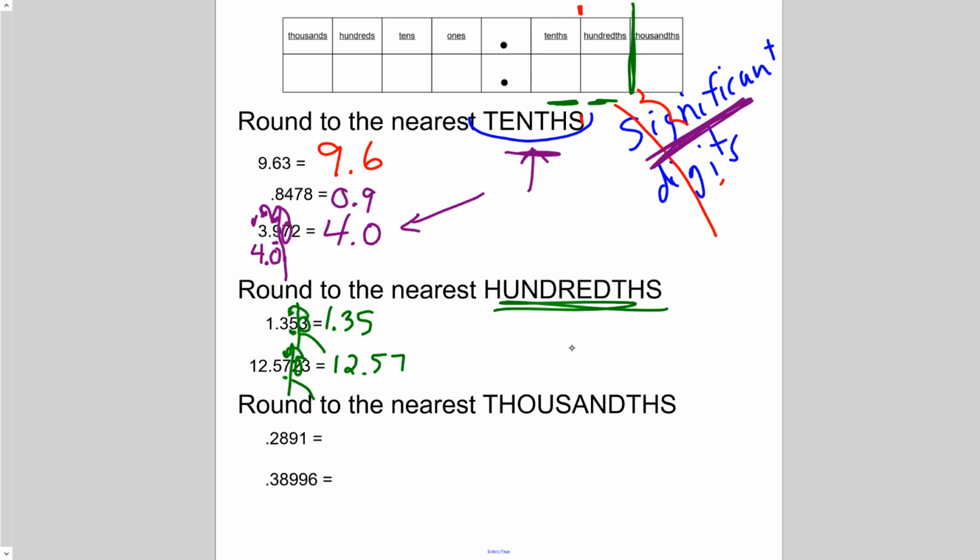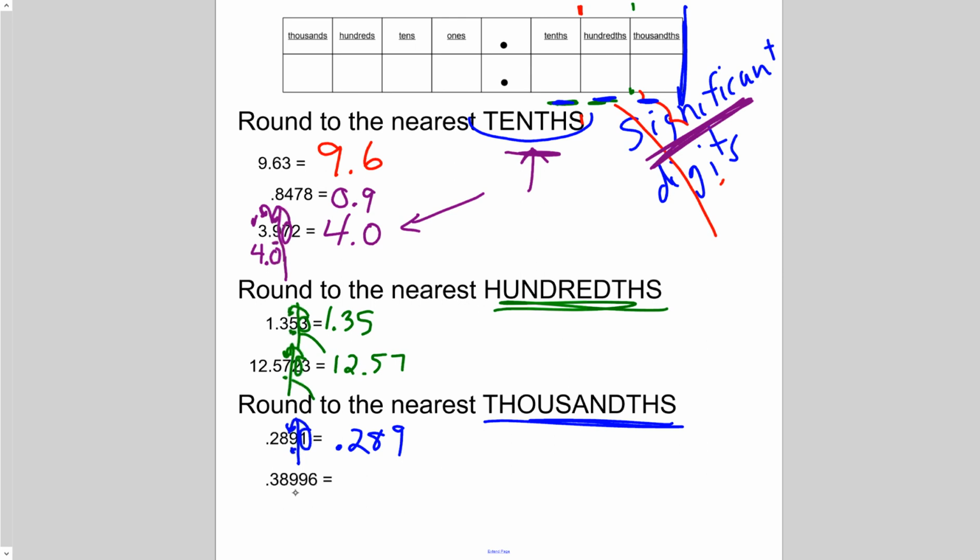Now, my last example is we're going to go to the thousandths place. If we're thinking significant digits, now we need to have all 3 of these. We need to have tenths, hundredths, and thousandths. So let's take a look at how that's going to work. 2,891 10,000ths. All right, there's my thousandths place. That 1 is going to tell the 9 to stay the same, so it's 289 thousandths.